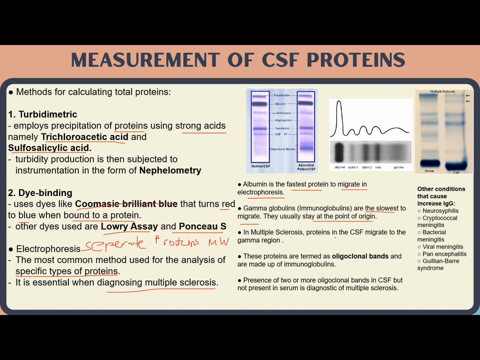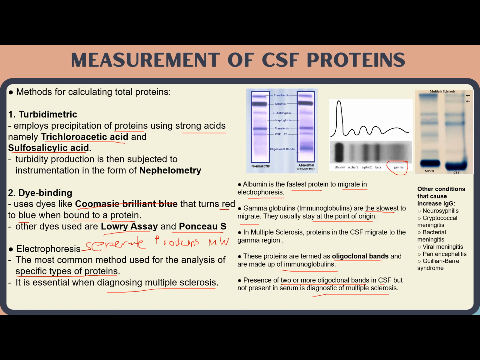Then, in multiple sclerosis, proteins in the CSF migrate to the gamma region. So, ito yung gamma region. They would migrate to this region. And these proteins are termed oligoclonal bands. These are made up of immunoglobulins. The presence of two or more oligoclonal bands in CSF but not in serum is diagnostic of multiple sclerosis.